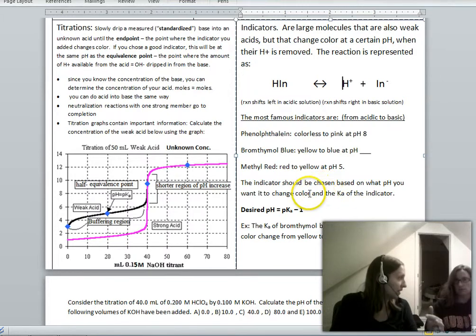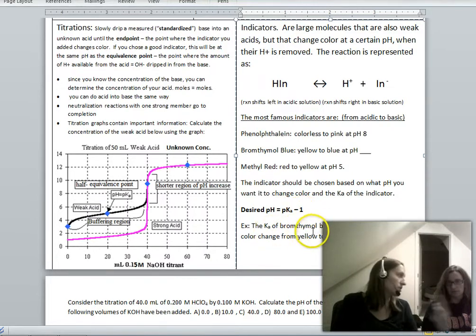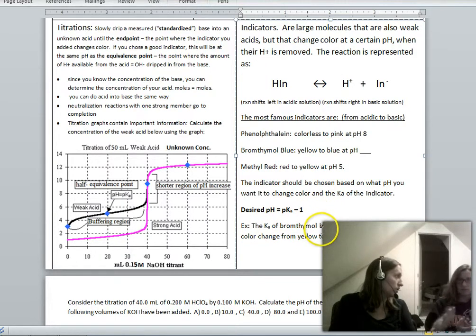Here's mathematically how you would choose if you are just wondering, which one do I choose? The pH at which you want it to change is going to be the pKa minus 1. So, for example, bromothymol blue, which I said we're going to come back to, changes from yellow when it's acidic to blue when it's more basic. At what pH? Well, the Ka of bromothymol blue is going to be in a chart. You look it up, you find out that it's 1e to the negative 7.